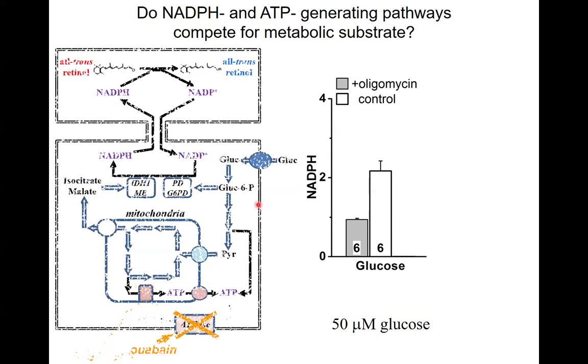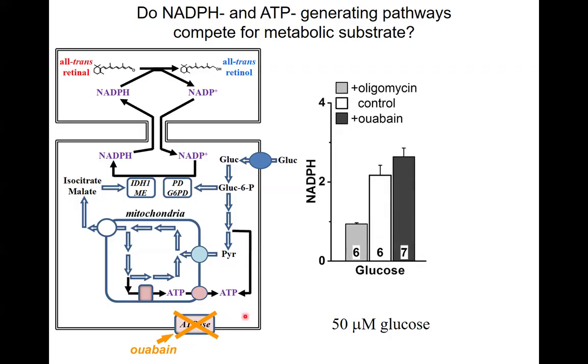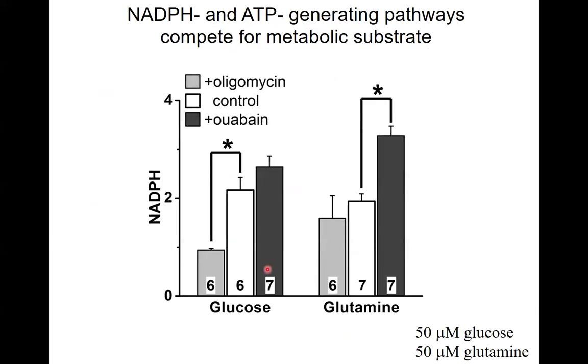Okay, so what happens if we inhibit ATPases? The particular one was the sodium potassium ATPase with ouabain, and we get a little bit something extra here without oligomycin. This is in the absence of oligomycin. We've done this with 50 micromolar glucose or 50 micromolar glutamine, separate experiments, not together, and this is the result. This was significant. We did not see significance here.